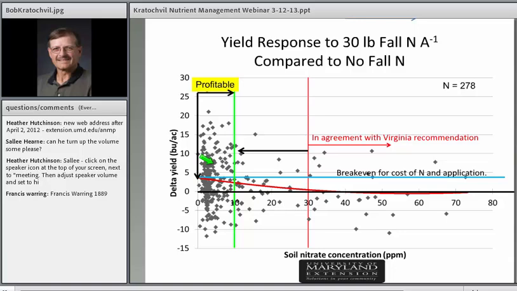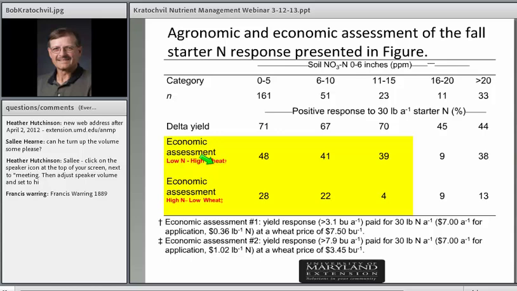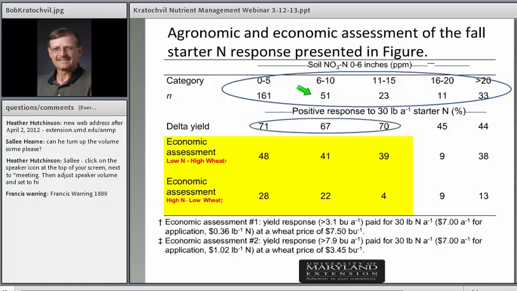We're going to take a little bit different look at this response in this next table that I have. Now what you're seeing here is a description of those 278 comparisons that we had. We divided them into the categories that we saw, 0 to 5 parts per million soil nitrate, all the way up to greater than 20 parts per million. See that the majority of the comparisons that we had fell into this range right here where we had 10 parts per million or less residual nitrate in the fall.